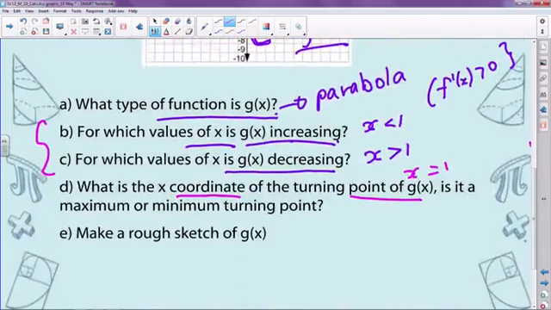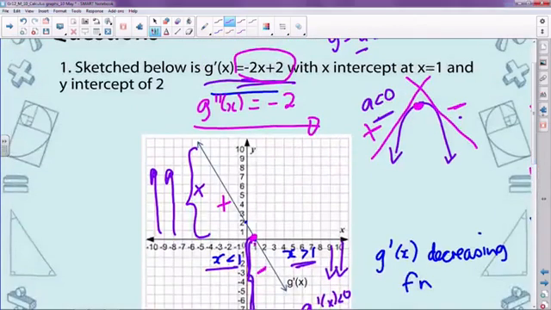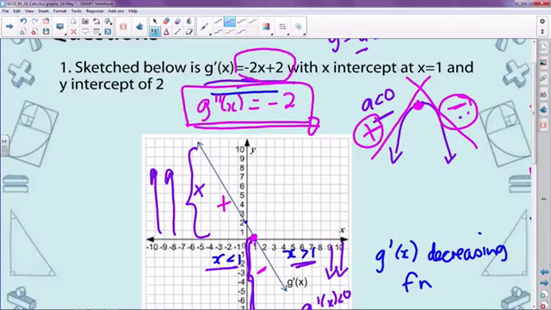All right, so is it a maximum or minimum? It is a maximum, and there's two reasons. We can see that our gradient is changing from positive to negative. So when we go from a positive to a negative gradient, we have a maximum turning point, or we said since the second derivative is negative at that point, we have a maximum turning point.